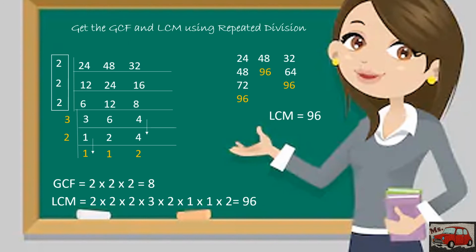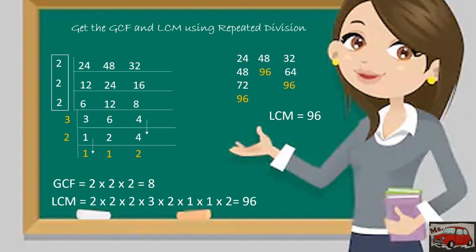So we have 12, 24, and 16. And lahat ng yun, composite numbers pa. So, we have to divide it again by 2. So, 12 divided by 2, we have 6. 24 divided by 2, we have 12. 16 divided by 2, we have 8. Okay? So, we have 6, 12, and 8.